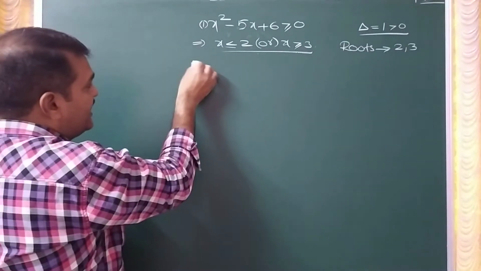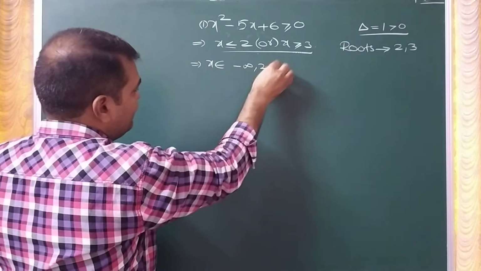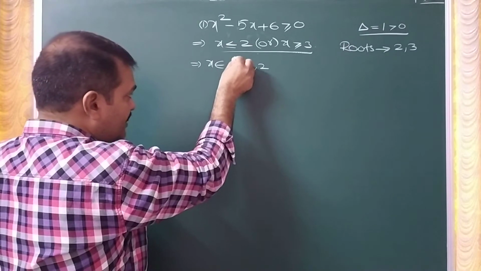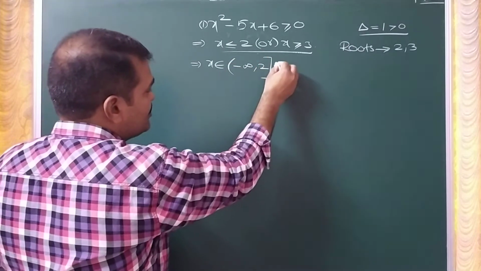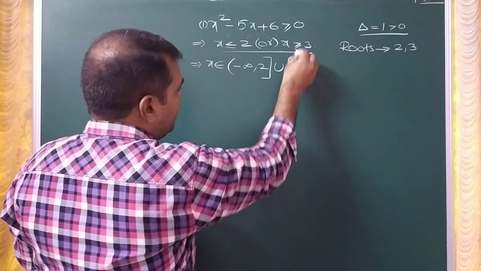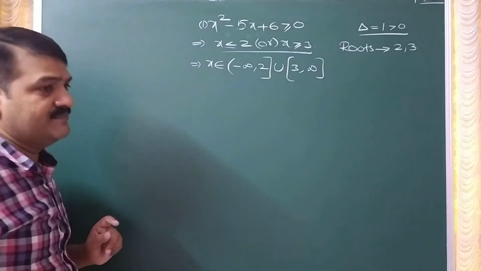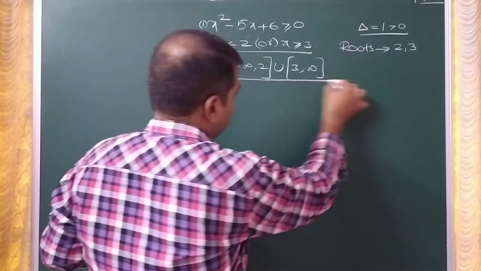So we can also write this as an interval. X belongs to minus infinity to 2, left open, right closed, or, we put the union symbol, and greater than or equal to 3 means 3 to infinity. Okay, this is one discussion.